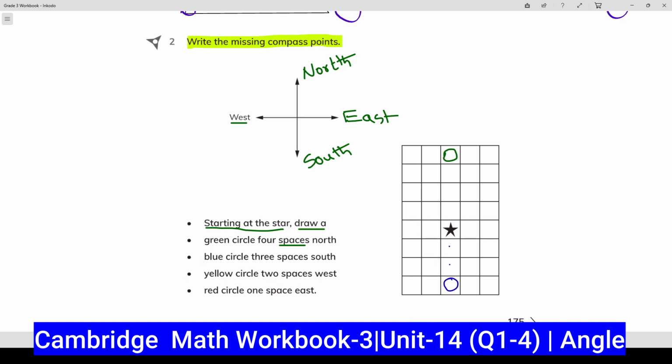Yellow circle 2 spaces west. So we can mark the yellow circle like this. So 2 spaces west, 1 and 2. This is a yellow circle. And finally, red circle 1 space east. It means here. Done. Very interesting. And this is very important also for learning new things. So question 2, done.